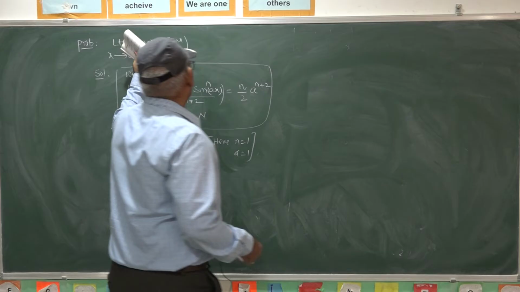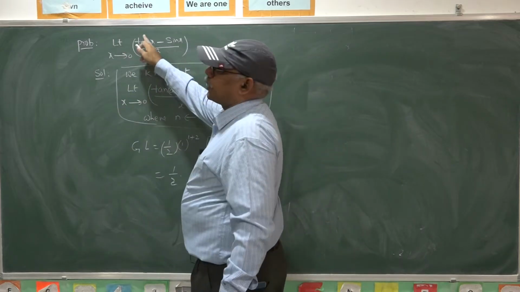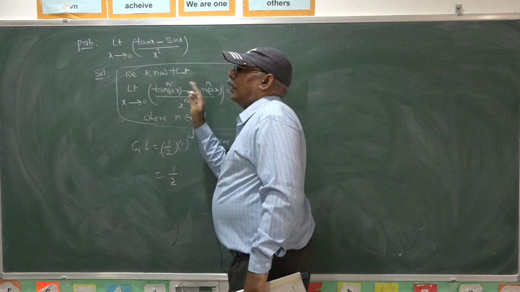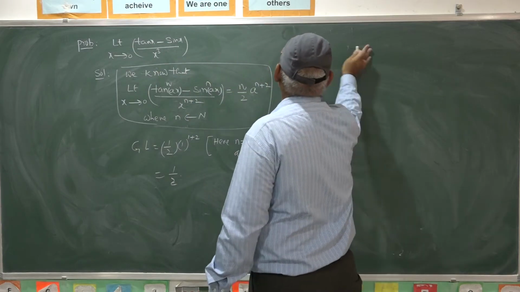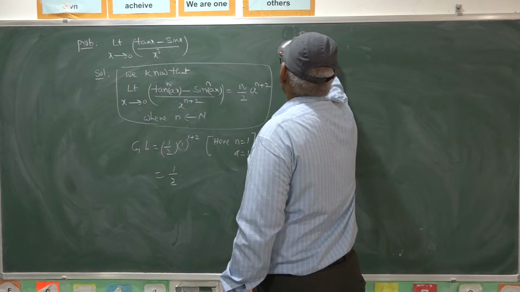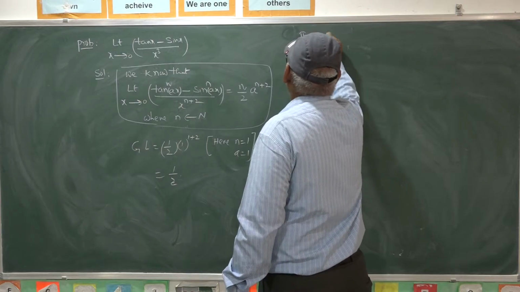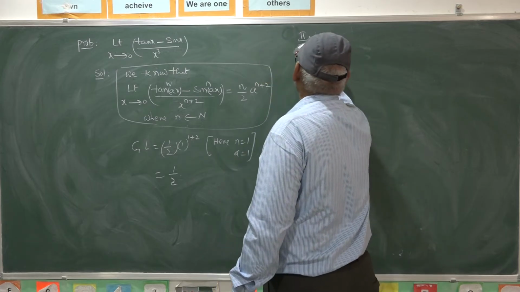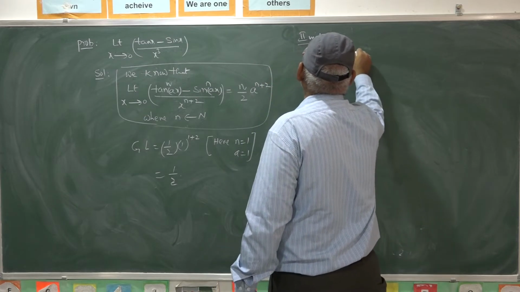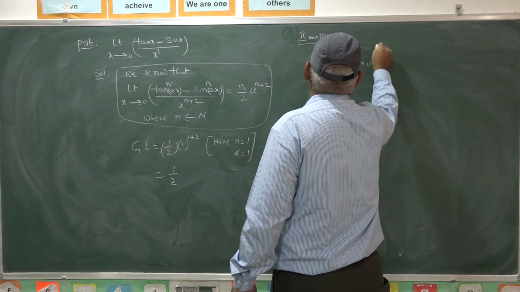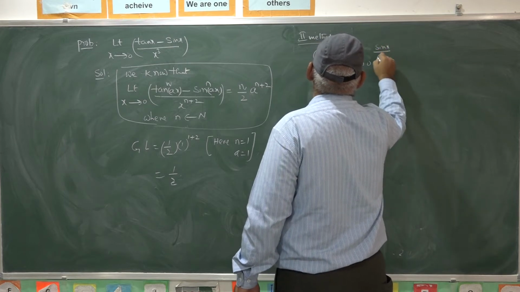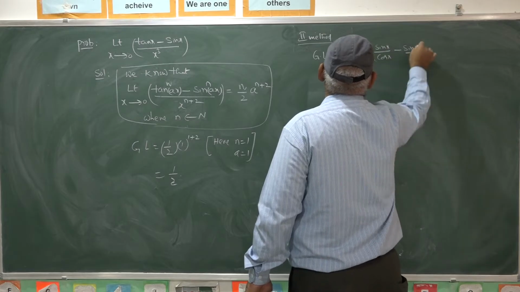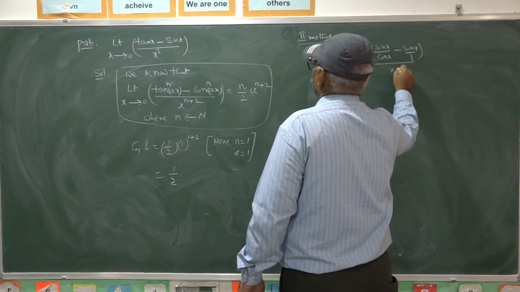Otherwise, write tan x as sin x by cos x and take sin x as common and then apply the limit. Second method of evaluation, particularly evaluation of this limit is, given limit is limit as x goes to 0, write tan x as sin x by cos x minus sin x by 1 here by x cube.